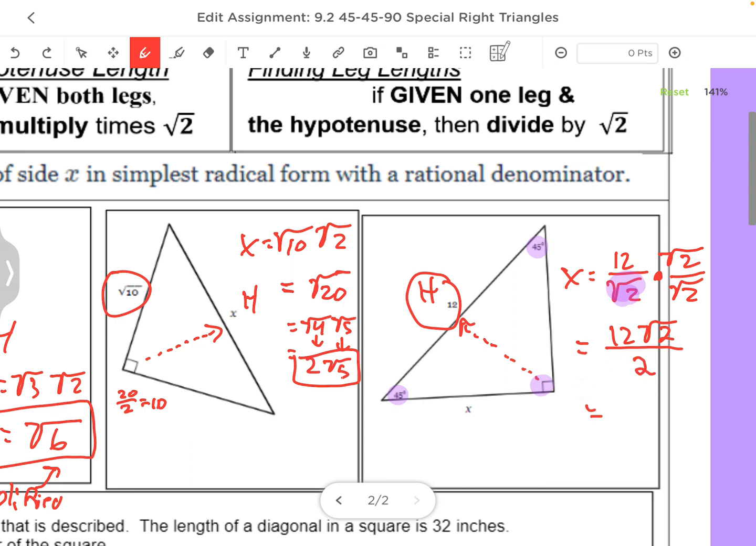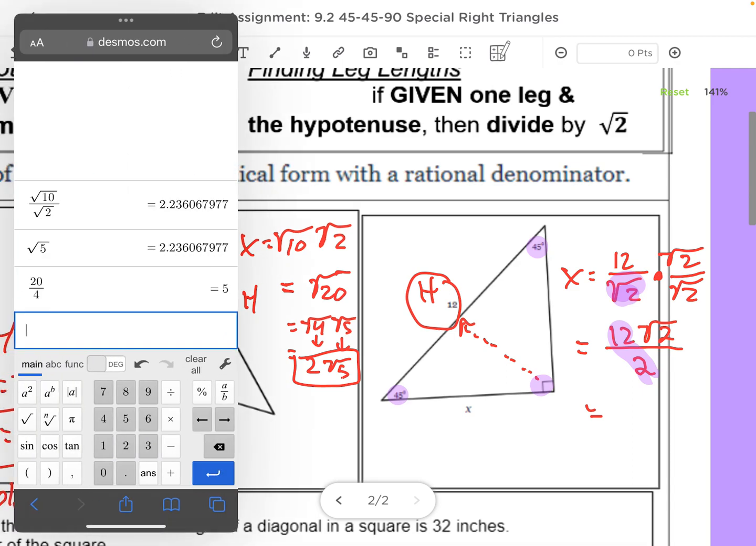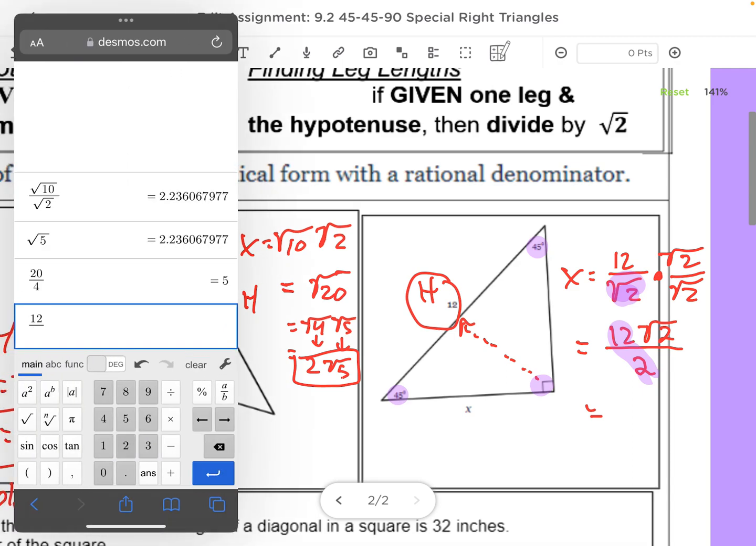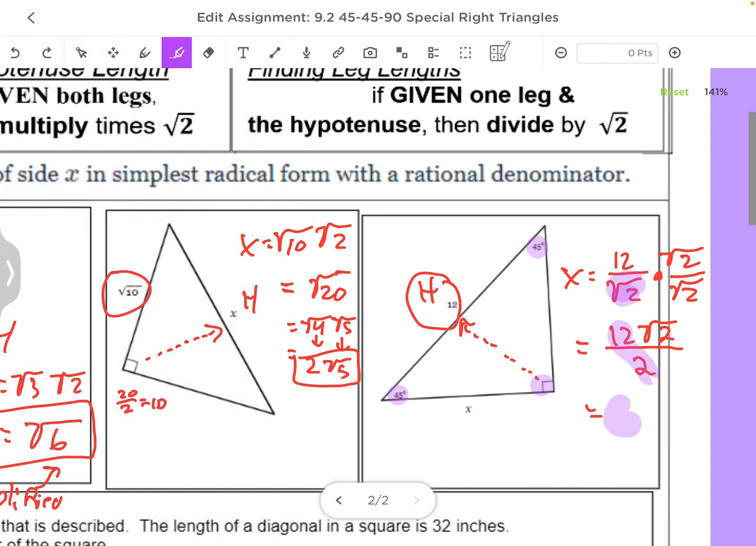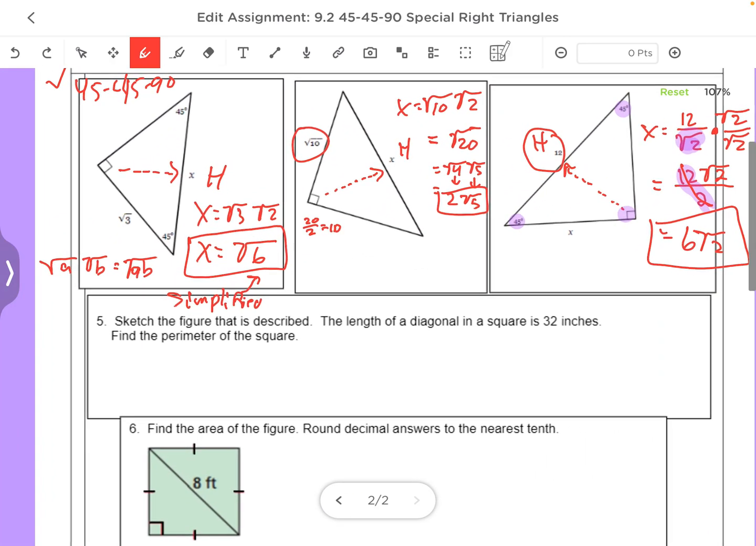Now we know what to do. We need to try to reduce that 12 divided by 2. If we're not sure, we just put 12 divided by 2, and we remember that 12 divided by 2 is 6. So that means our answer is going to be 6 square roots of 2. And that's our answer. All right, so hopefully that makes perfect sense to you.